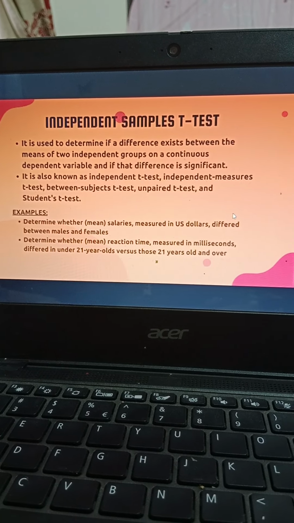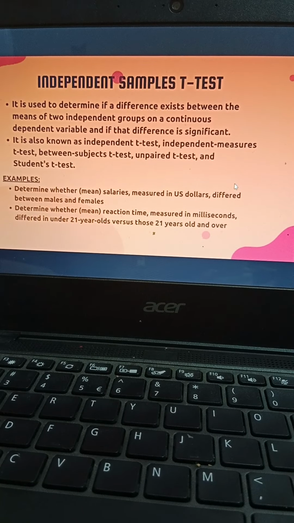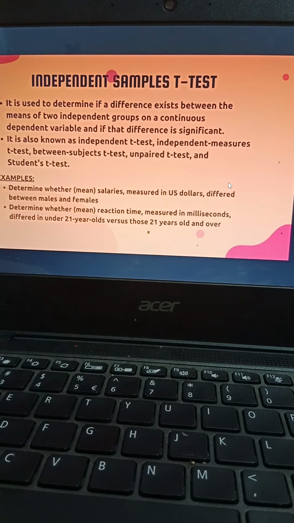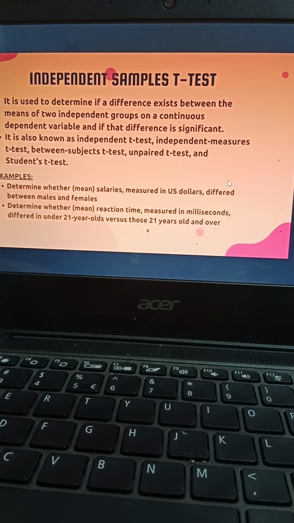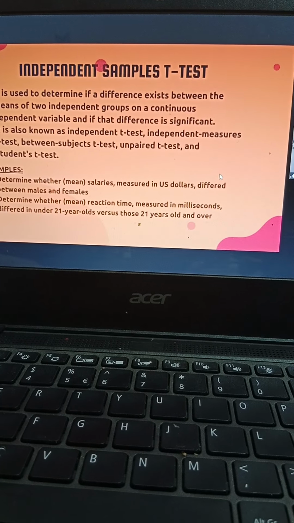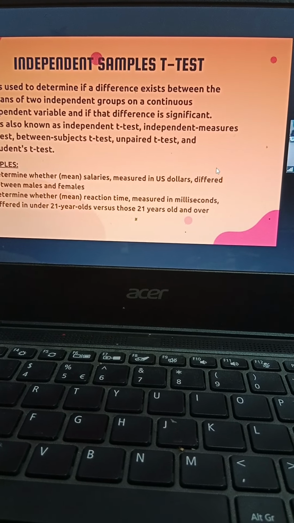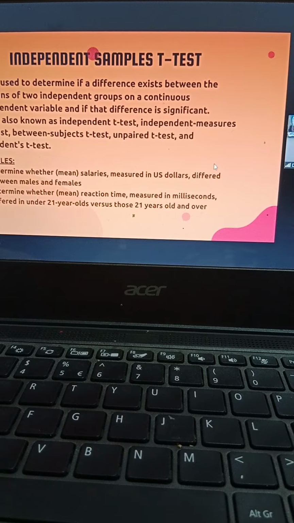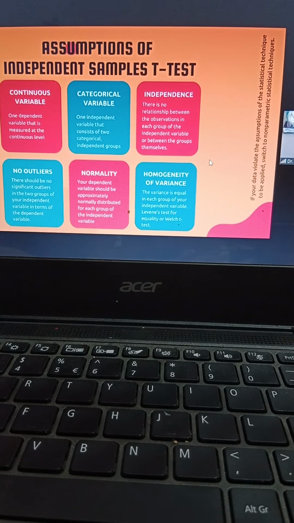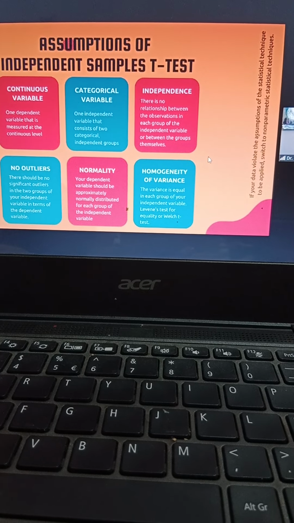Now, I need to show you an example so that you understand what it means when we say statistical difference, a significant difference. But first, I need to show you the assumptions of the test so that when I show you the data later, it's easy for us to go through what it means. Now, what are the assumptions of the independent samples t-test? We have six assumptions.